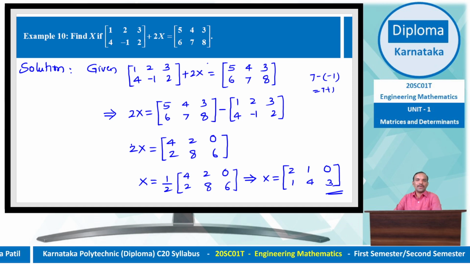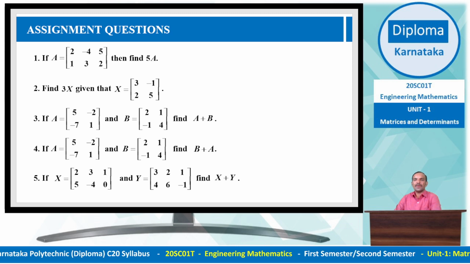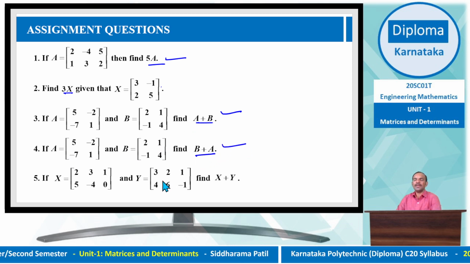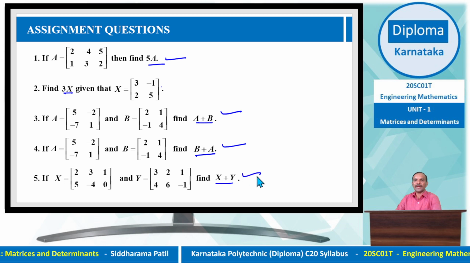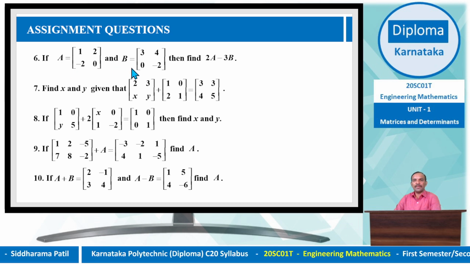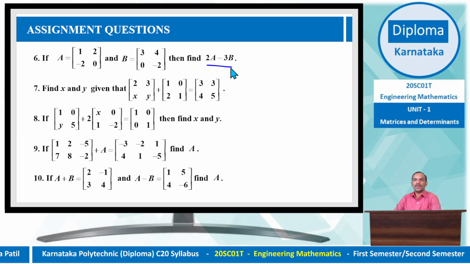Next we are going to see some assignment questions on scalar multiplication, addition and subtraction. If A equal to a matrix is given, you have to find out 5A. Find 3x, x is given. If A matrix and B matrix are given, you have to find out A plus B. A matrix given, B matrix given, you have to find out B plus A. If x and y equal to 2 matrices are given, you have to find out x plus y matrix. Sixth question, if A equal to and B equal to matrices are given, then you have to find out 2A minus 3B. Substitute A value, B value and simplify.